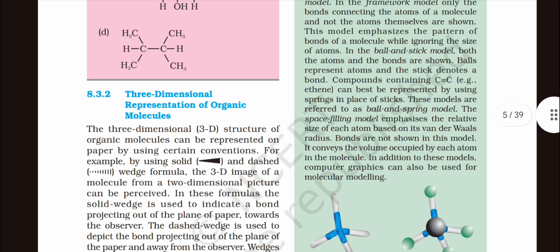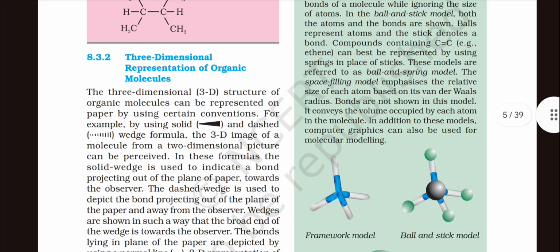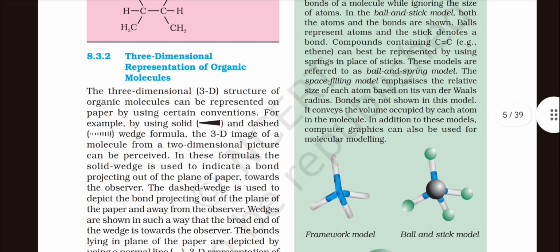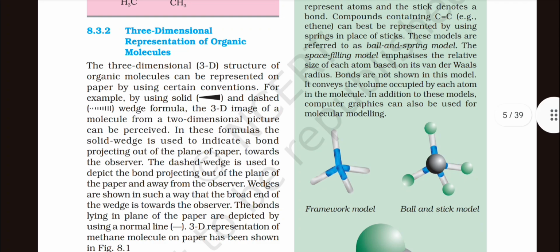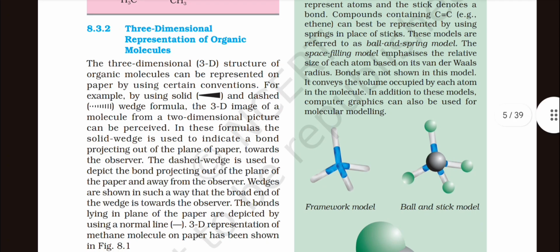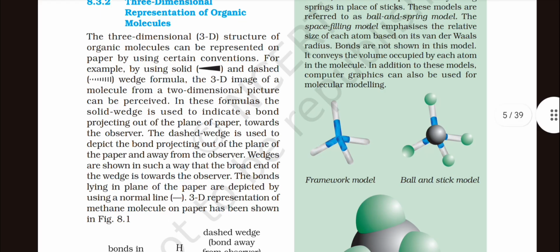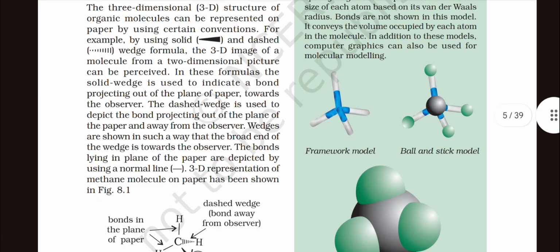In the ball and stick model, both the atoms and the bonds are shown. Balls represent atoms and the sticks denote bonds. Compounds containing C=C can best be represented by using springs in place of sticks. These models are referred to as ball and spring models. The space filling model emphasizes the relative size of each atom based on its van der Waals radius. Bonds are not shown in this model. It conveys the volume occupied by each atom in the molecule. In addition to these models, computer graphics can also be used for molecular modeling.